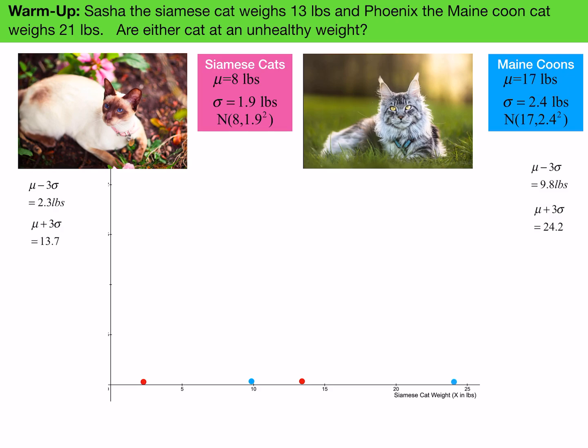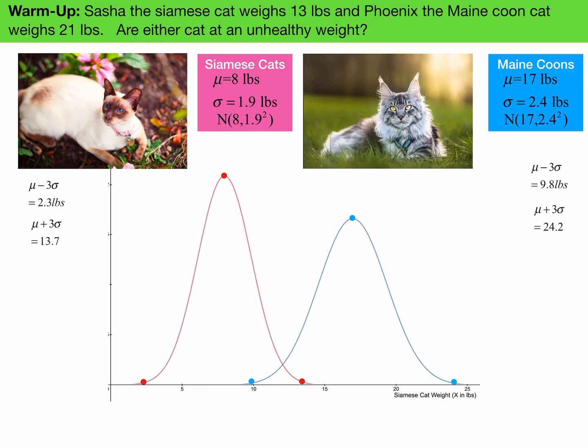I haven't drawn the curves yet because we can look at these points to determine which one's going to be highest. The red values for the Siamese cats are closer together, so it's going to be a higher peak than the blue because the blue is more spread out. That's just another way of thinking about it. So plotting the two means, we have a mean at 8 pounds and a mean at 17 pounds. And then we can draw our nice smooth curve through those. Again, yours don't have to be perfect, but they should be nice and smooth and be a curve.